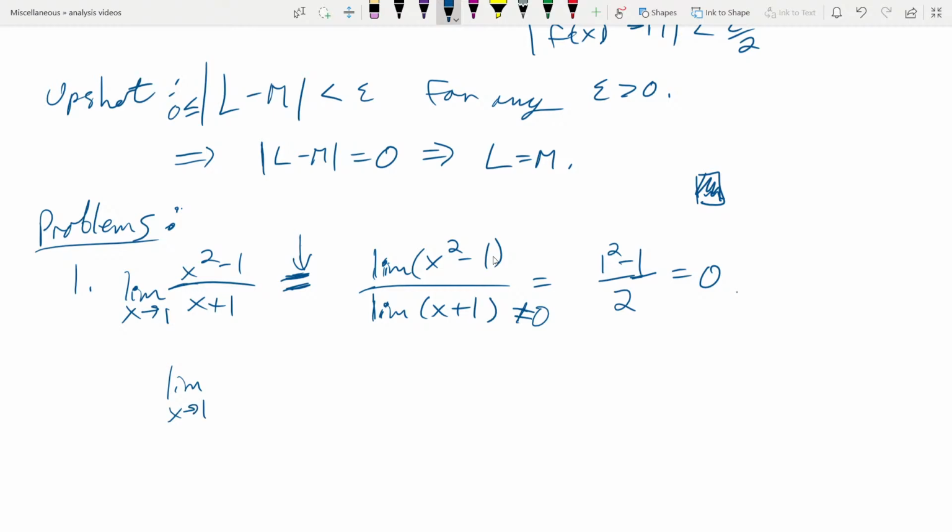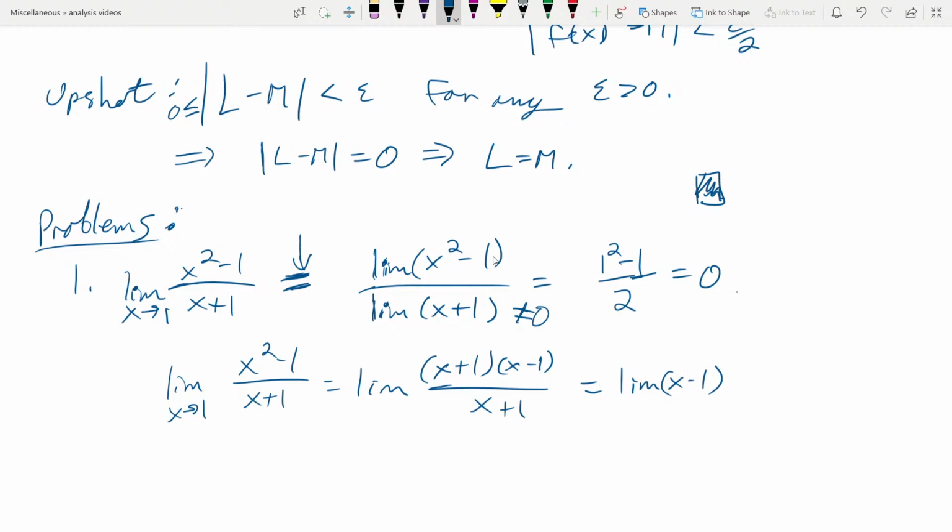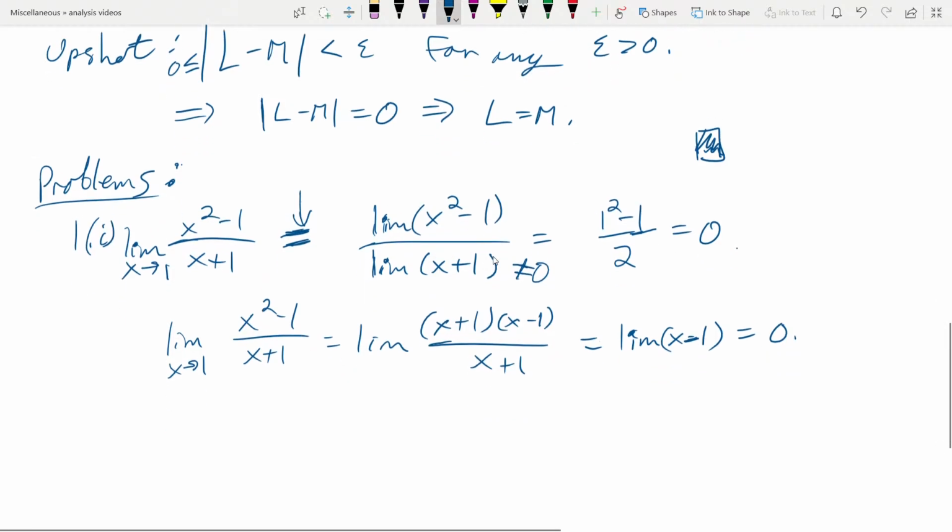Alternatively, you can simplify the expression inside a little bit. So this is actually just the limit of (x + 1)(x - 1) over (x + 1), which comes out to the limit of x minus 1. And all of this is just algebra, so it leaves the value of the limit unchanged, because it's the exact same function, as long as x is not -1 or something, but we're approaching 1, so it's fine. And of course, that's going to be 0. Sorry, this is part 1 of this problem.